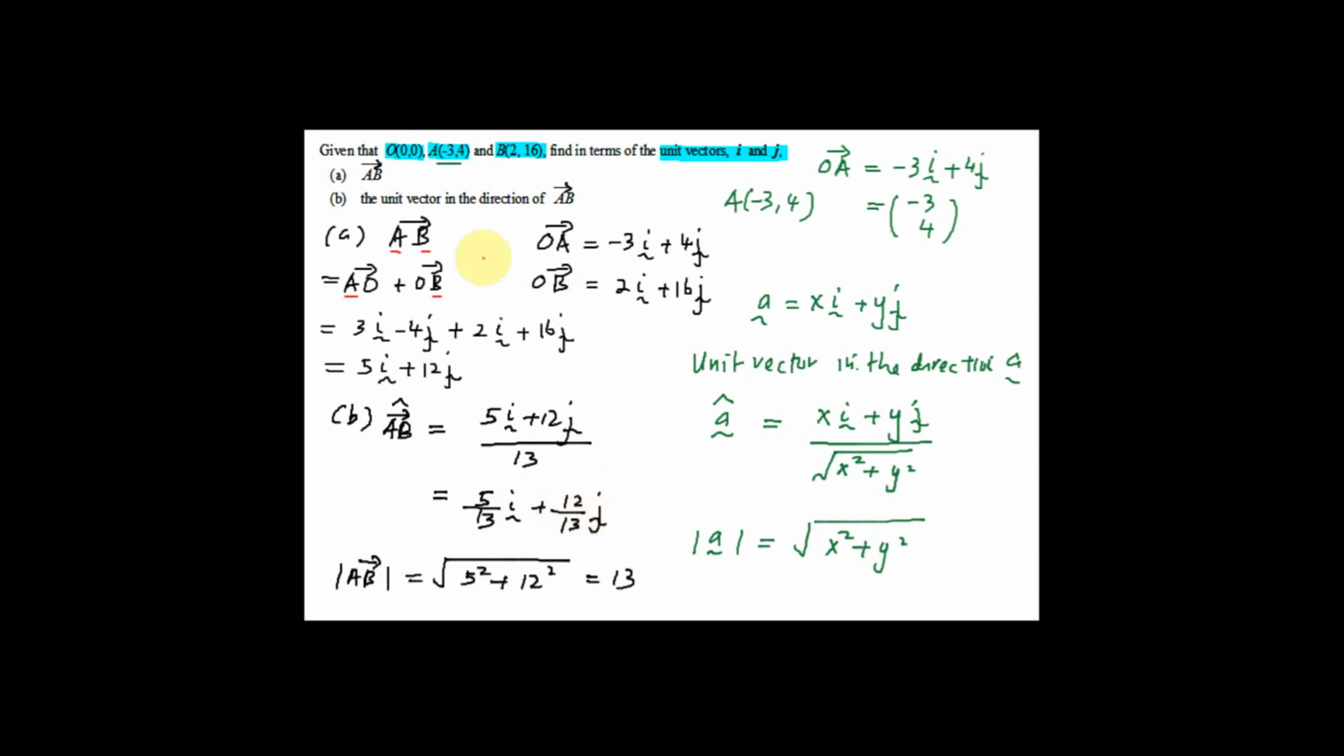So in summary, to find a unit vector in the direction of this vector, you just put your vector, that is AB, divided by modulus AB. How to find the modulus AB? This is the square root of 5 squared plus 12 squared. Make sure you understand this because this is a very common question in paper 1.